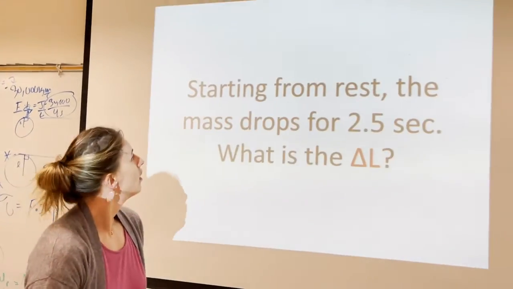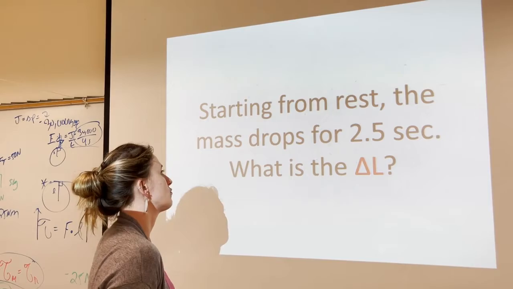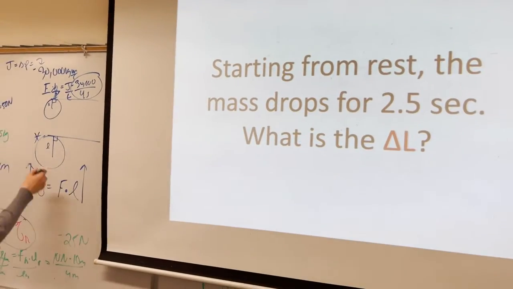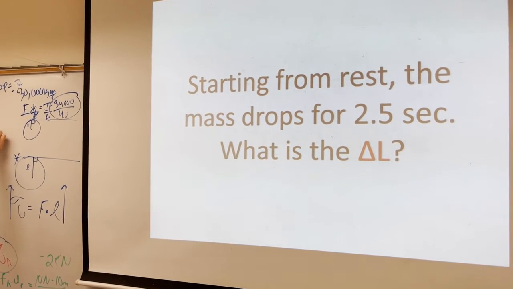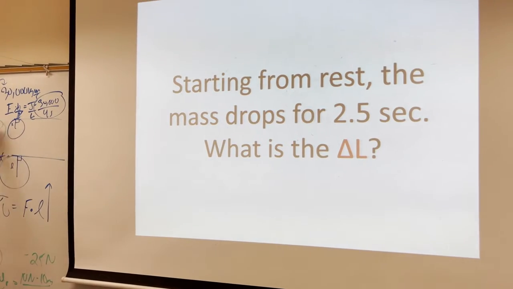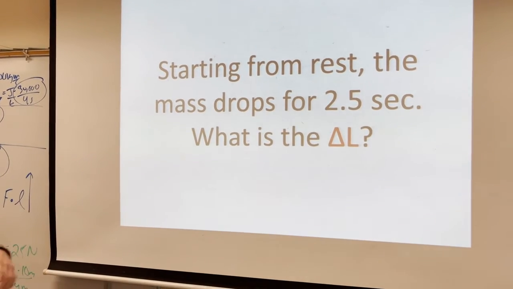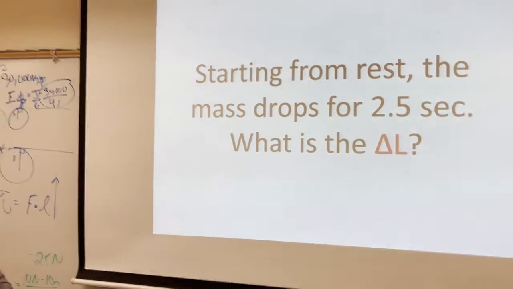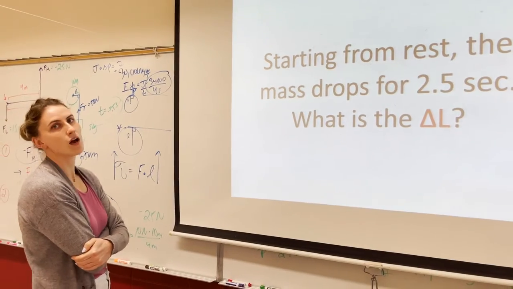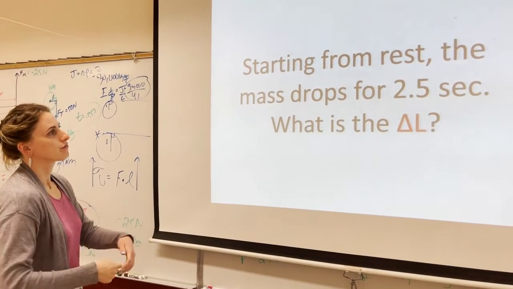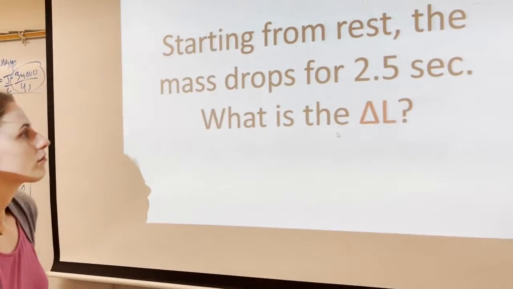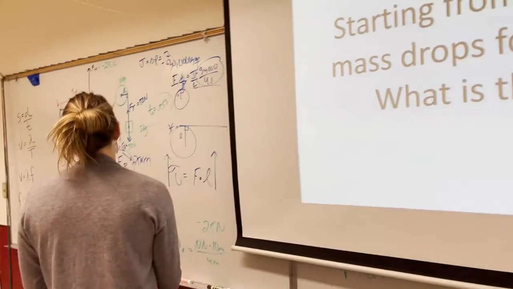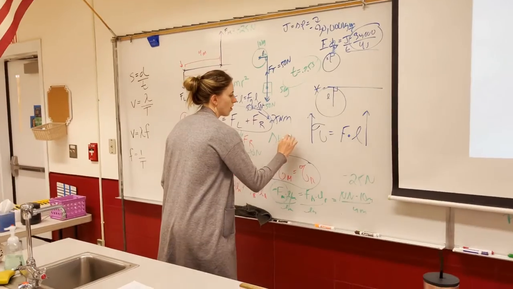Starting from rest, the mass drops for 2.5 seconds. What is the angular momentum? Okay, and we're going to stop right here, because there's actually a lot more going on, because as it starts to fall, the tension changes. If you remember when we did the lab. So we're not going to do this, but if we wanted to, delta L is equal to the change in angular momentum. We need to know what the angular momentum at the start is going to be: 0.